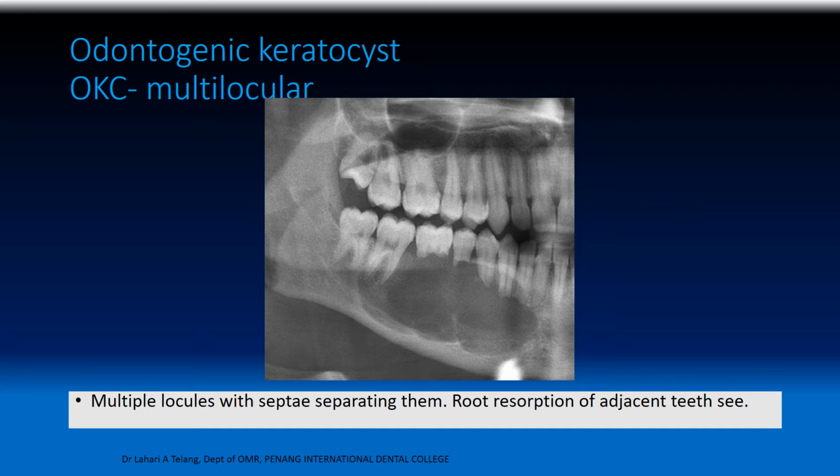OKC is typically a multilocular lesion. There are multiple locules with septae separating them. And in this particular radiograph, you can see that it's a wide lesion, about 5 cm in size. There's involvement of the mandibular canal, and the lesion is very close to the lower border of the mandible. There is resorption of quite a number of teeth, and it shows how aggressive the OKC or odontogenic keratocyst is.